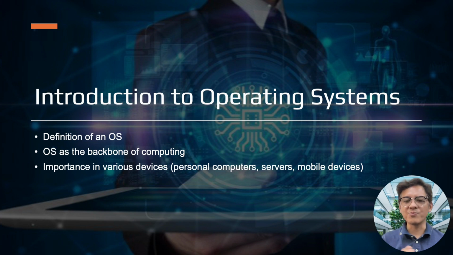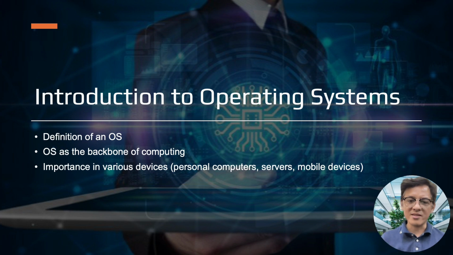Imagine trying to use your computer without an operating system. It would be like speaking to someone who doesn't understand your language. The OS acts as a translator, a middleman between the hardware of your device, like the CPU and memory, and the software application you want to use, like your browser or word processor. Without an operating system, your computer would just be a collection of parts, completely unusable. It's the OS that brings it all together, enabling you to interact with your device seamlessly.